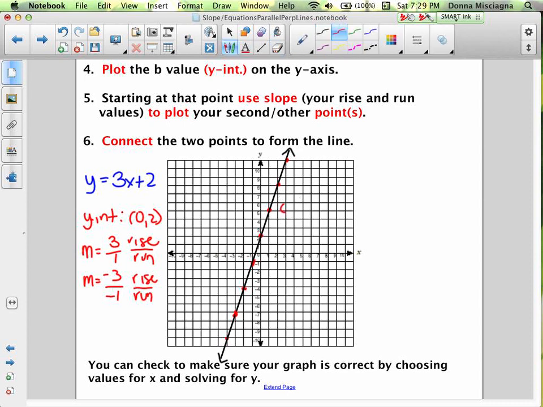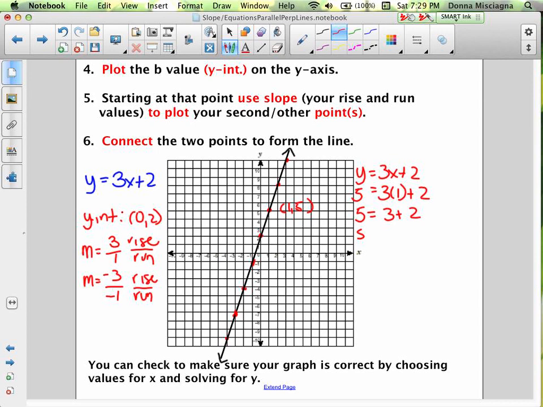Keep wanting to do that today. Go backwards. All right, so if I plug in the 1 for the x, let's do that over here. So y equals 3x plus 2. If I plug in the 1 for the x and the 5 for the y, we get a true statement. 5 is equal to 3 plus 2.